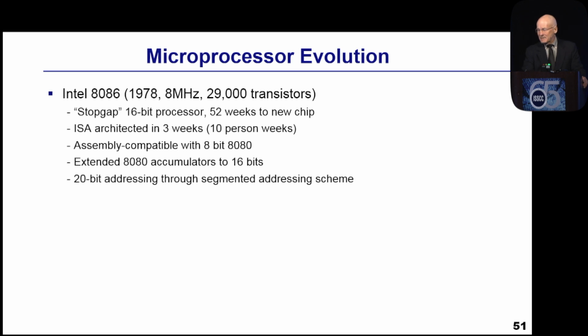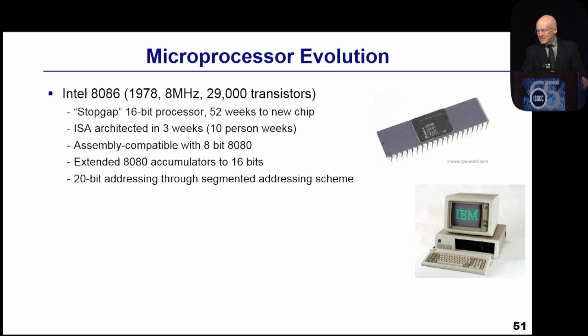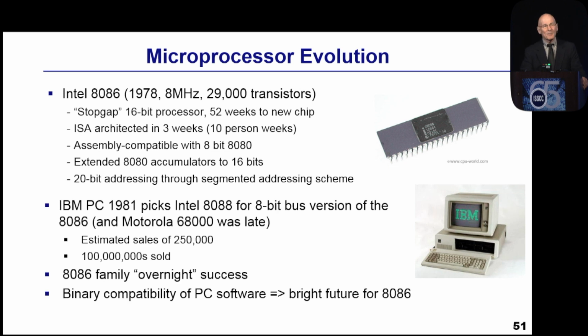And the 8086 was announced, but it wasn't that exciting a product and there wasn't tremendous fanfare. Fortunately for Intel, at the same time, IBM had decided to enter the personal computer market following Apple. And they really liked the Motorola 68000 instruction set since it was like the IBM instruction set, but it was late. So they ended up picking an 8-bit bus version of the 8086.